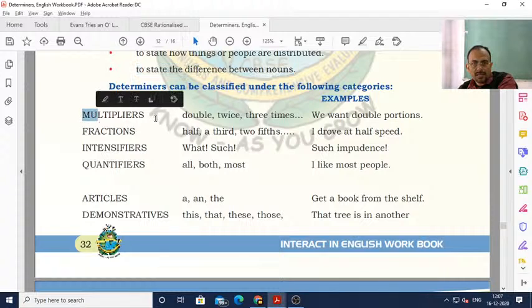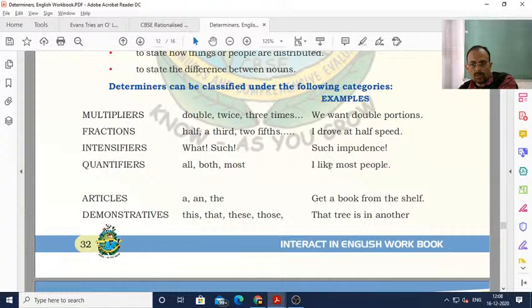Like multipliers: double, twice, three times. We want double portion. See, after double, portion is there, so double is a determiner here, because in 95% of cases determiners are followed by nouns. I drove at half speed, half is a determiner. Fractions also come under determiners. Intensifiers like what, such: such impudence. Impudence is a noun, so such is a determiner.